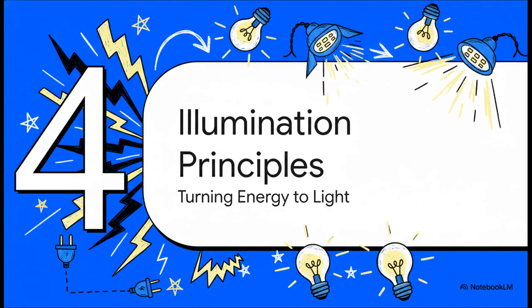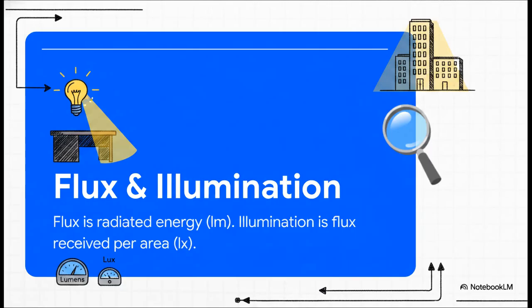All right, let's switch gears for section 4, Principles of Illumination. Okay, so to talk about lighting without getting totally confused, we have to separate two technical terms. The first is luminous flux. This is the total raw light energy radiating out of a source every single second, and we measure it in lumens. Think of this as just the raw power of the bulb itself.